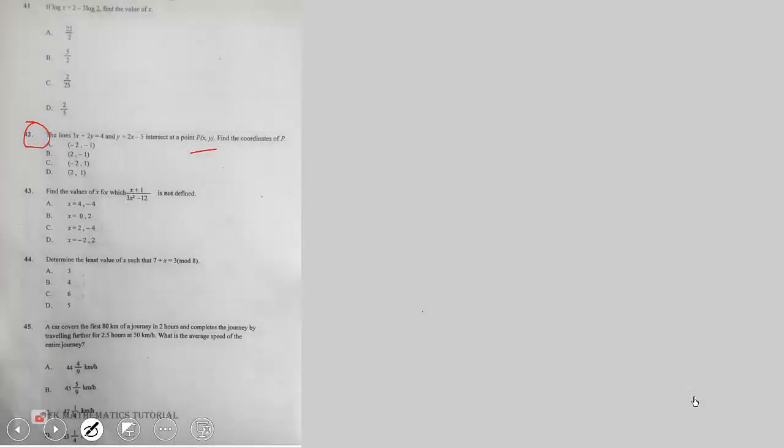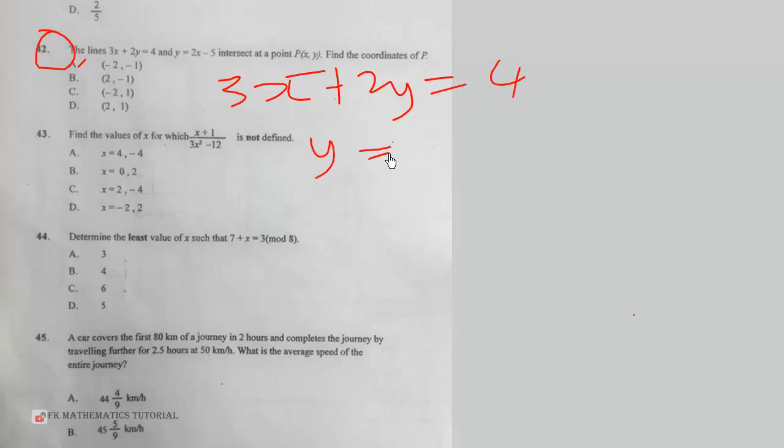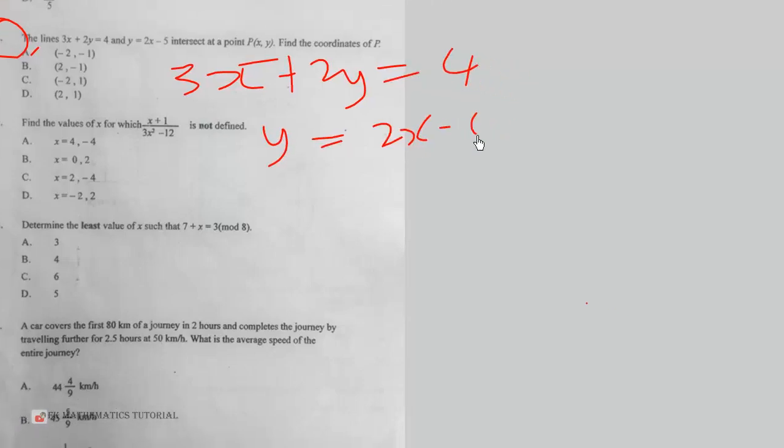Question 42 said the lines 3x plus 2y is equal to 4 and y equal to 2x minus 5 intersect at the point P(x, y). Find the coordinates of P. So when they intersect, then we can solve them simultaneously. And we have another one, y equal 2x minus 5. So we can put this wherever we see y.